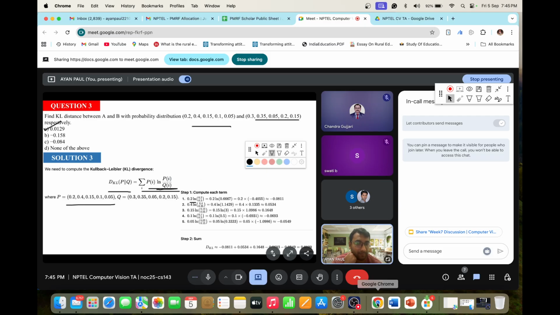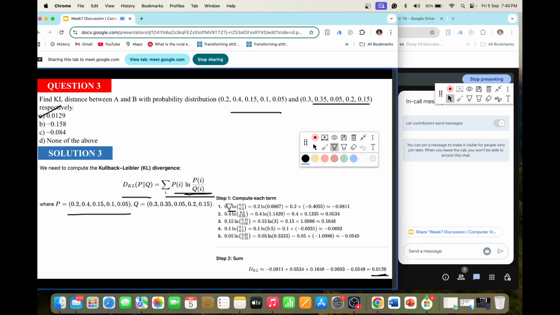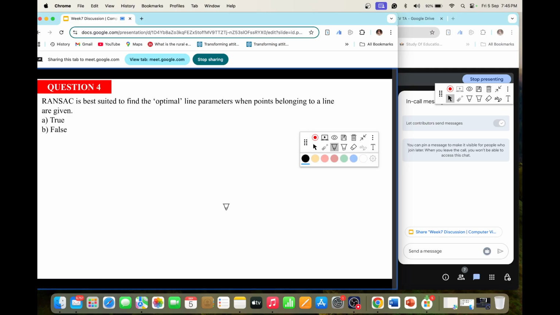Okay. So let me move on to the next question. So option A is correct. Now question number 4. RANSAC is best suited to find the optimal line parameter when points belonging to a line are given. Option A true, option B false.